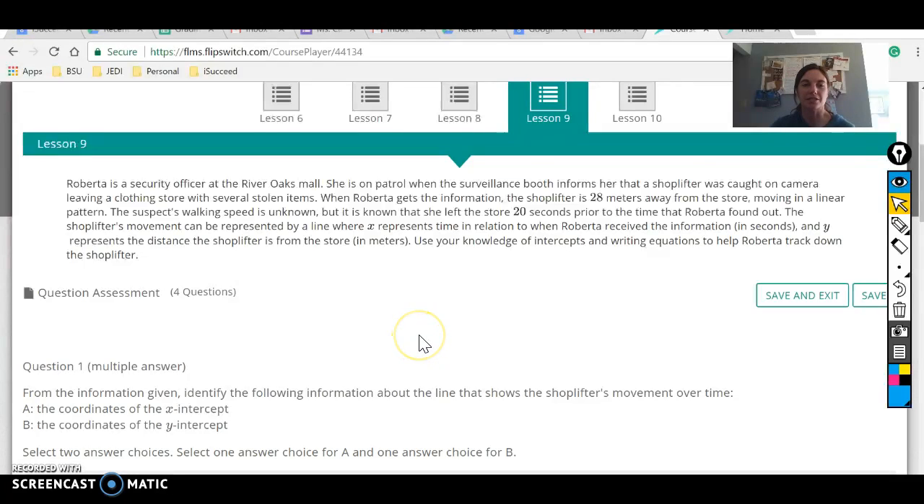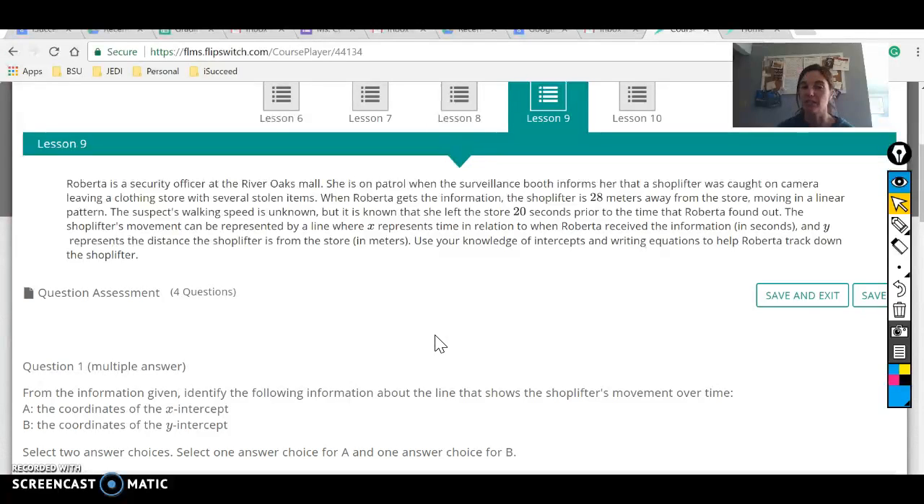So Roberta is a security officer at the River Oaks Mall. She is on patrol when the surveillance booth informs her that a shoplifter was caught on camera leaving a clothing store with several stolen items. When Roberta gets the information, the shoplifter is 28 meters from the store, moving in a linear pattern. The suspect's walking speed is unknown, but it is known that she left the store 20 seconds prior to the time that Roberta found out.